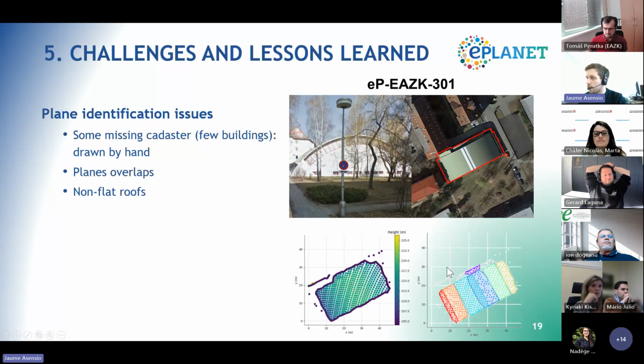And also something that we came across was planes that overlap with each other. Here we can see that these two blue planes were identified and had some overlapping regions.